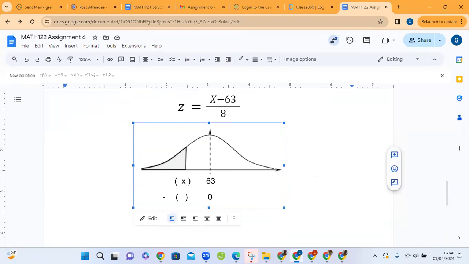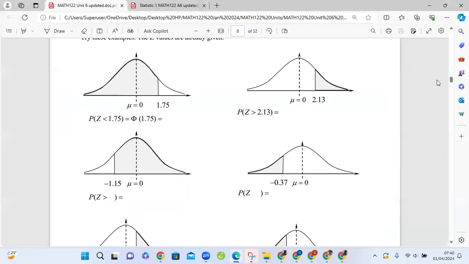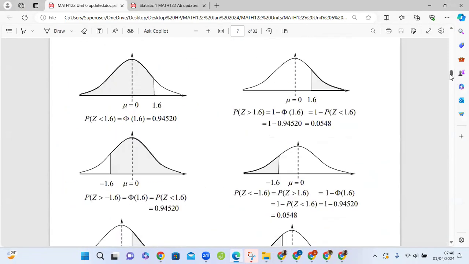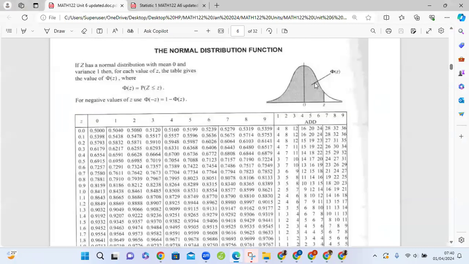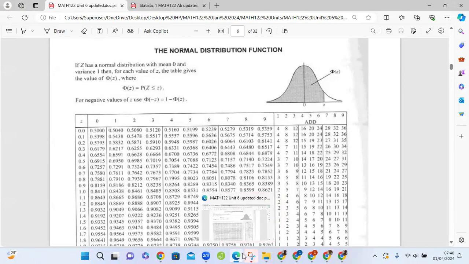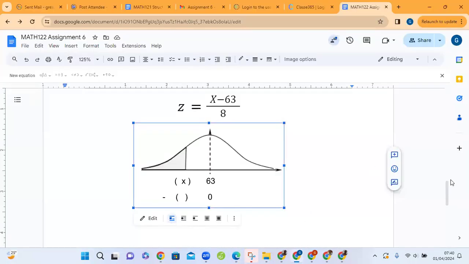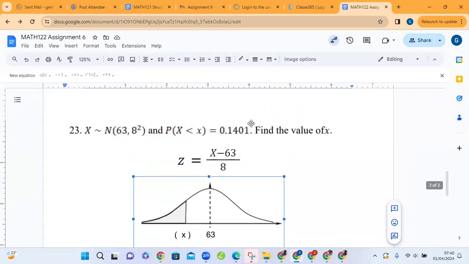Now, to get the Z, as you can see, this table is calibrated for phi of Z, meaning probability values which are greater than 0.5. Now, you are provided with a probability value which is less than 0.5, 0.1401. That's that region here. But X less than x being 0.1401, the probability of is the same as the probability of X greater than that value.